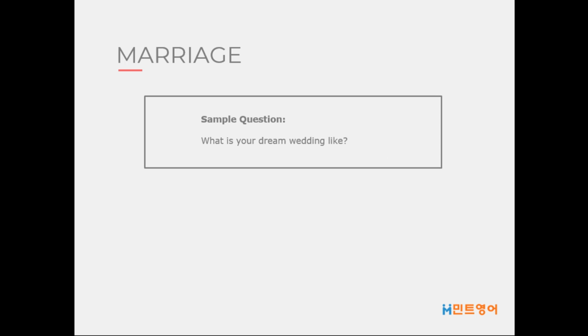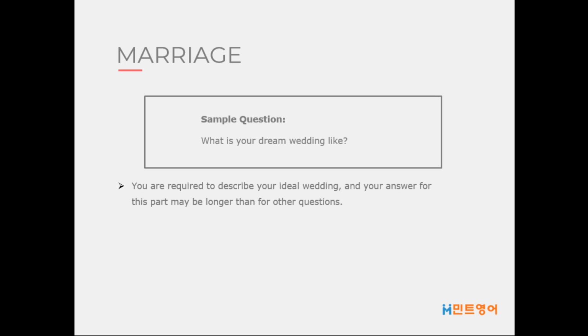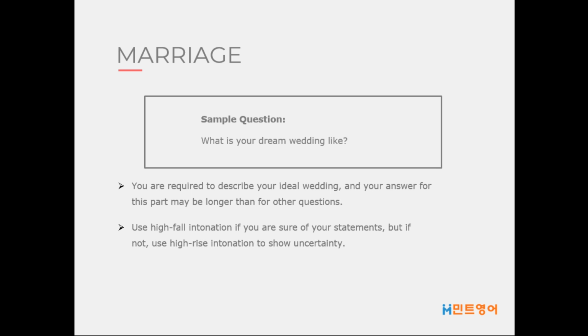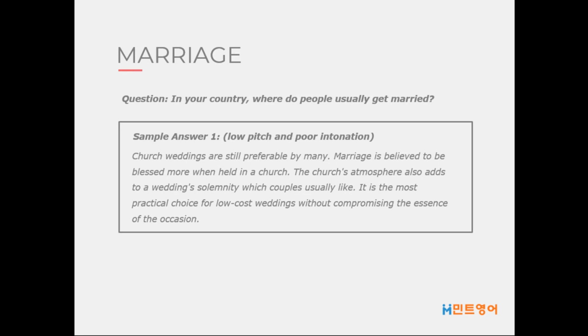This is a common question about marriage. You'll be required to describe your ideal wedding, and your answer may be longer than other questions. Remember that because you're talking about an ideal wedding, your answer should be positive. You may use high fall intonation if you're sure of your statements, but if not, use high rise intonation to show uncertainty of the future. Pitch and intonation can help you express further meaning in your statements, but when used inappropriately, they may cause a misunderstanding. Look at how pitch and intonation affects an answer.